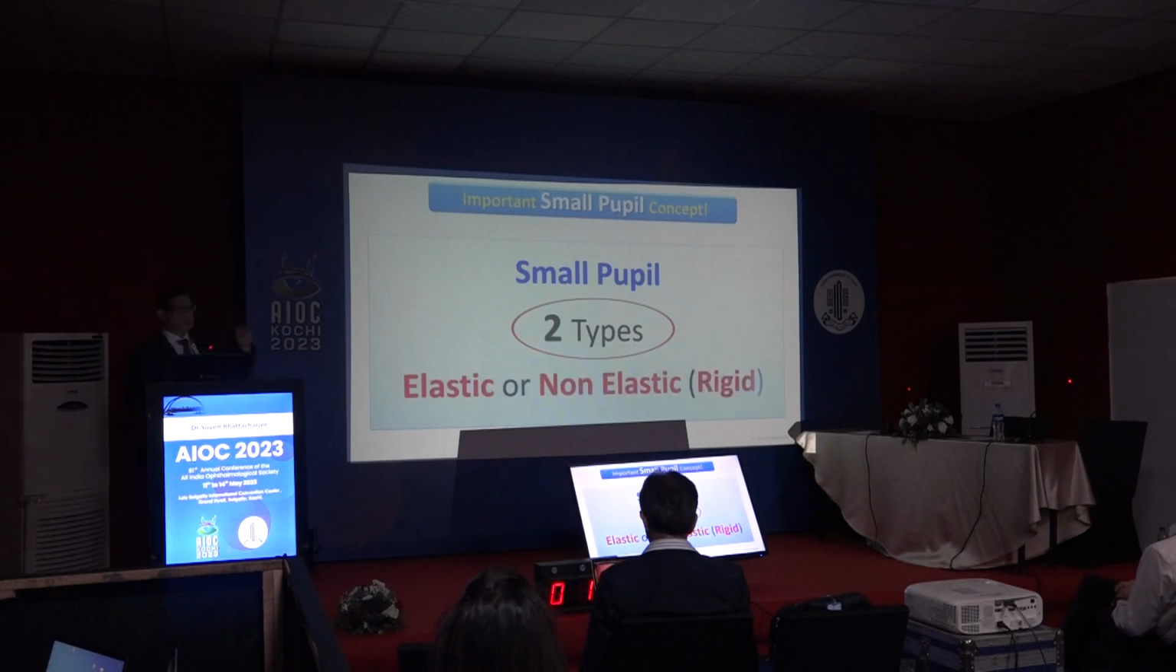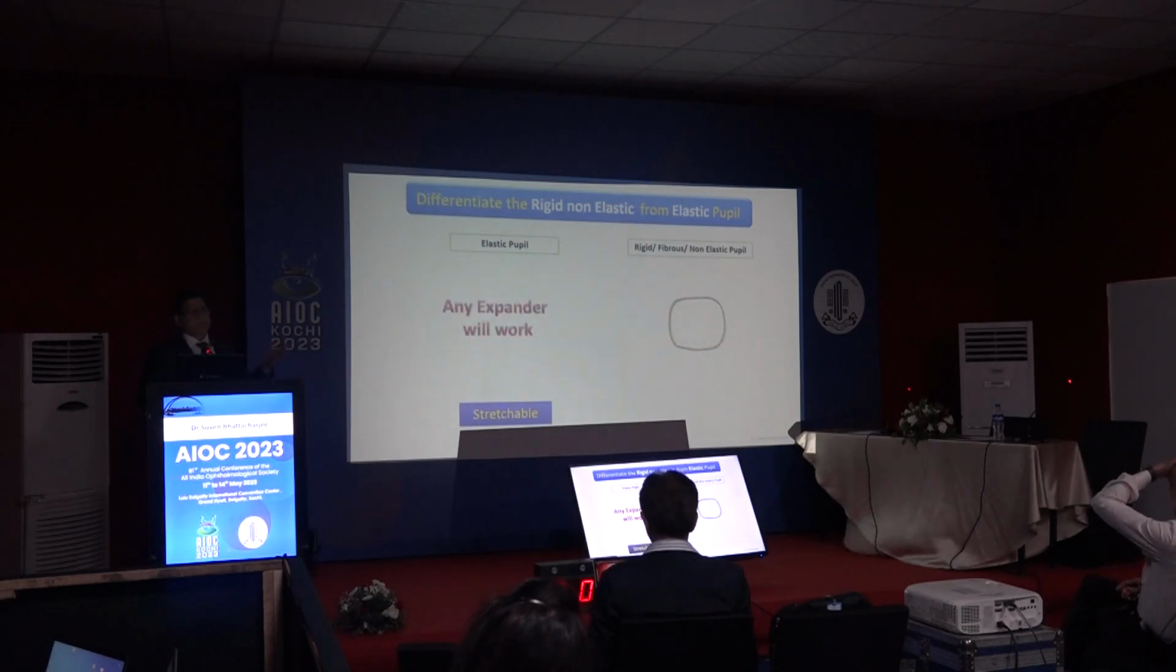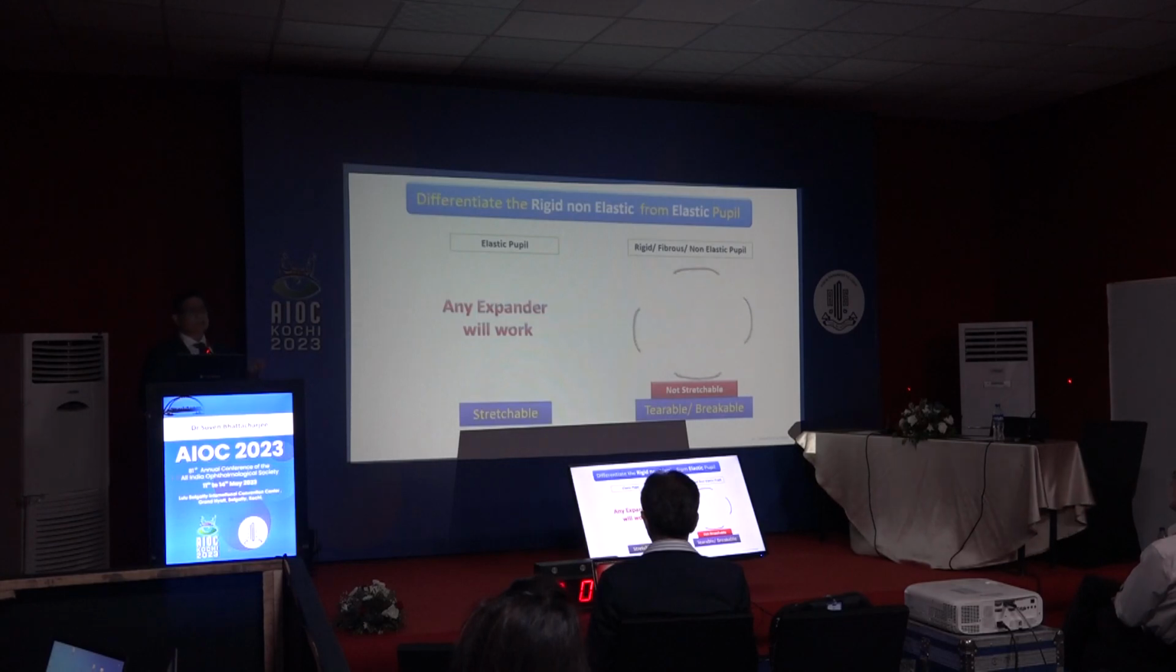Small pupils are 2 types, very simple. Elastic or non-elastic. That's all you need to know. Once you differentiate that on the table, the rest of the job is easy, because that tells you how you're going to use your devices. An elastic pupil is like a rubber band. It's stretchable. Any pupil expander will work. A non-elastic or a rigid pupil may have a fibrous band. It's very much like a string. You can't stretch it. The circumference is going to be the same, so you've got to tear it.